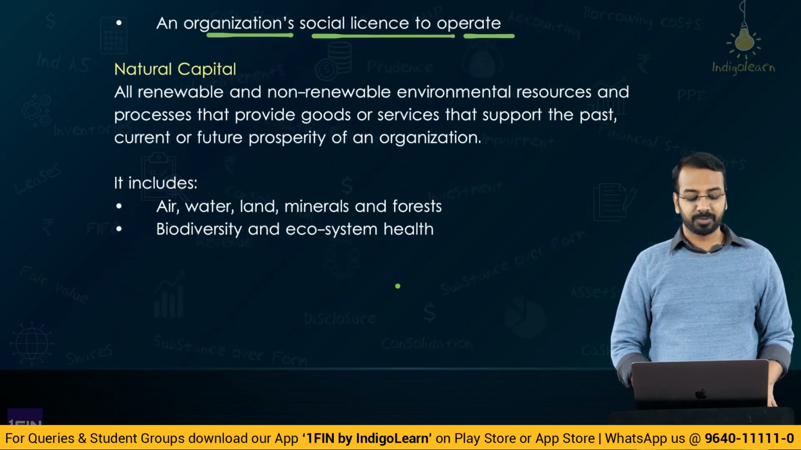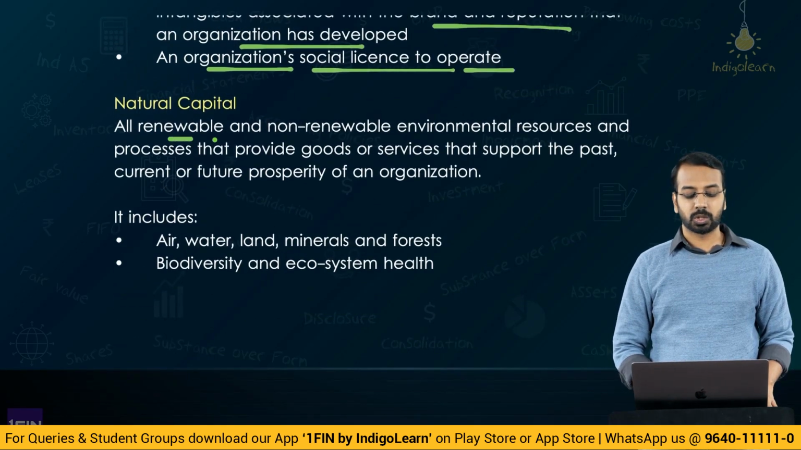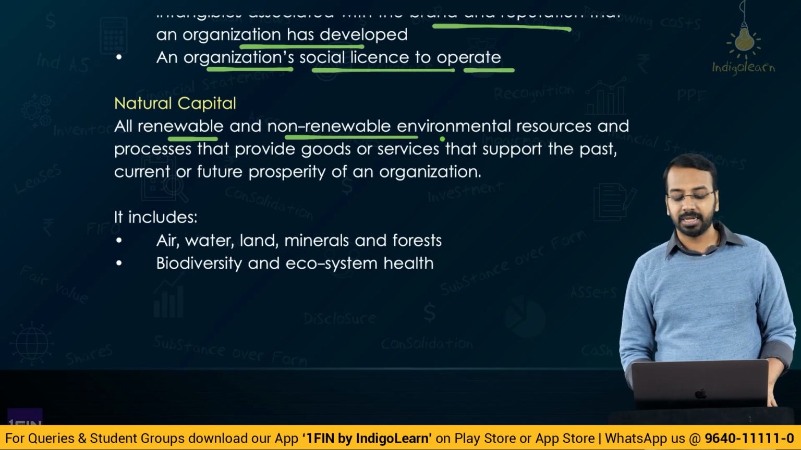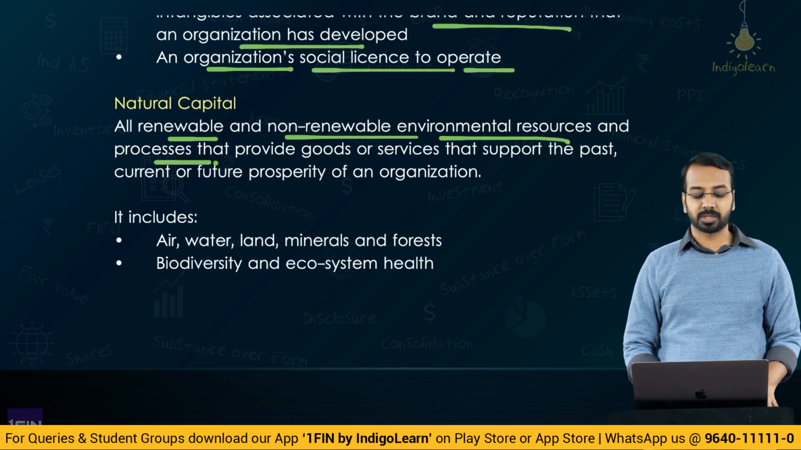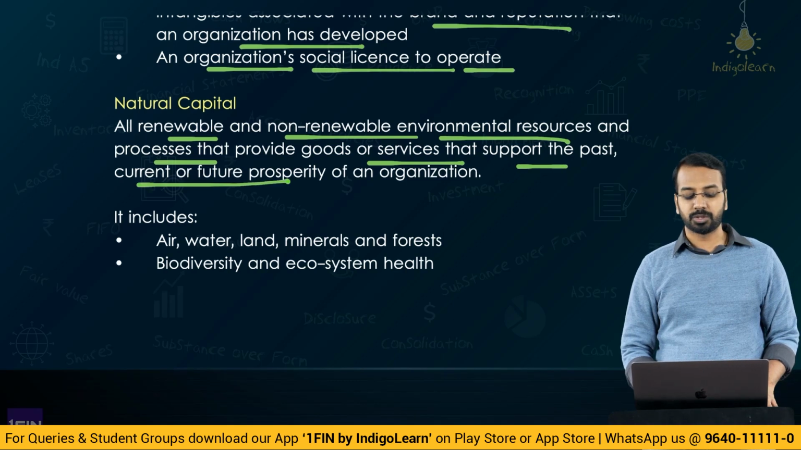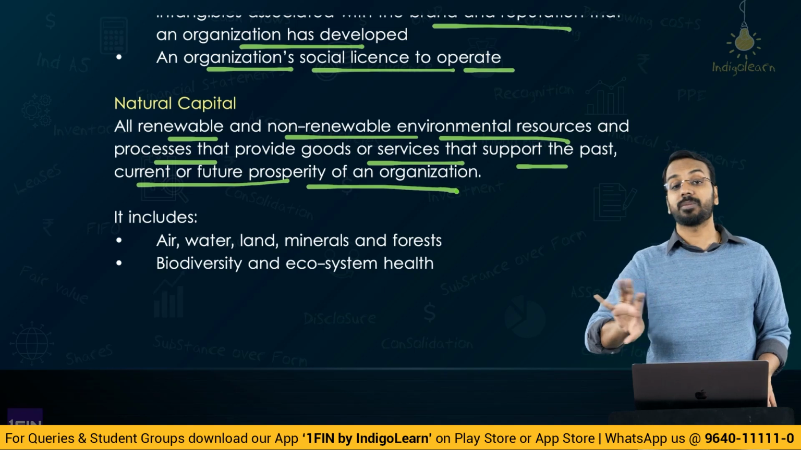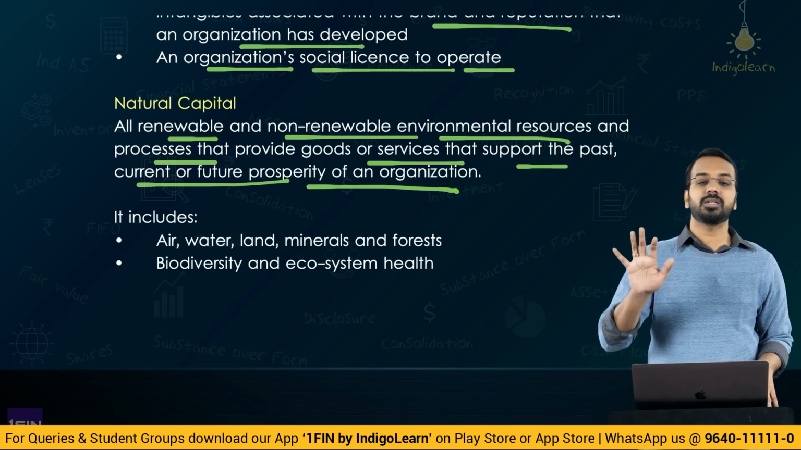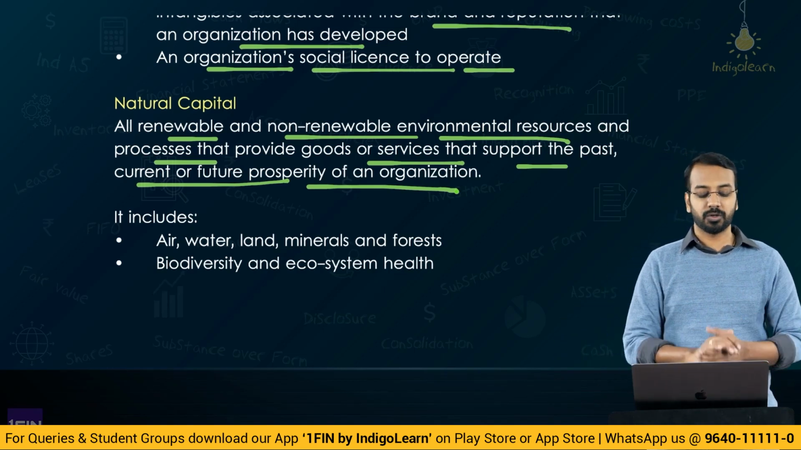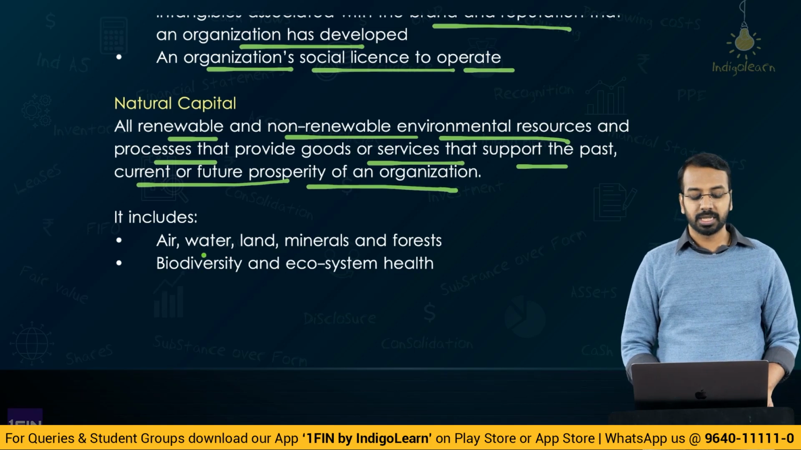Then lastly, the natural capital, which is the renewable and non-renewable environmental resources and processes that provide goods or services that support the past, current or future prosperity of the organization. So whatever comes from the environment which is not manufactured, renewable as well as non-renewable, that forms part of your natural capital. It includes air, water, land, minerals and forest, biodiversity and ecosystem health, right?